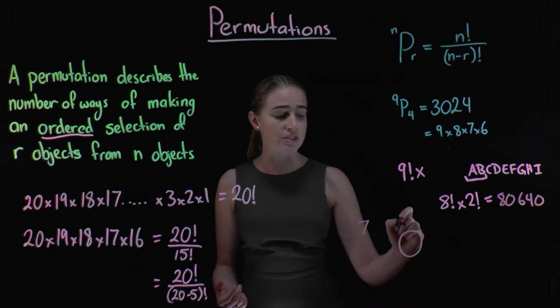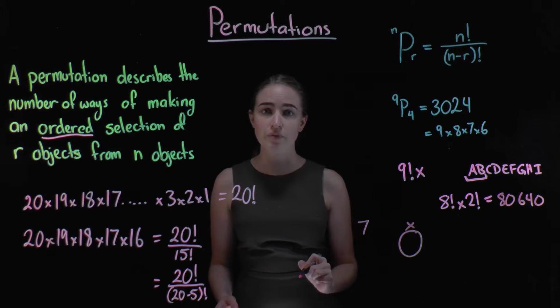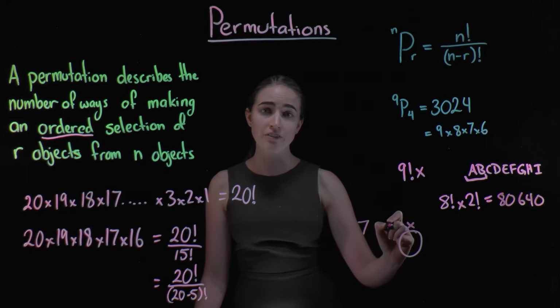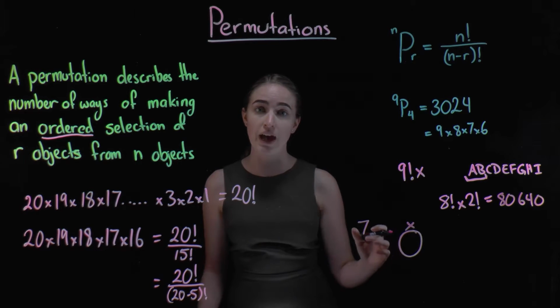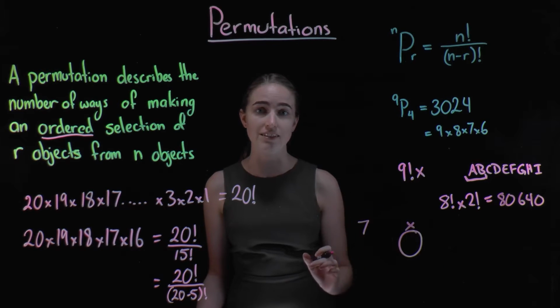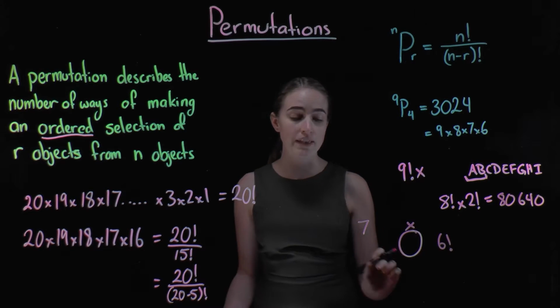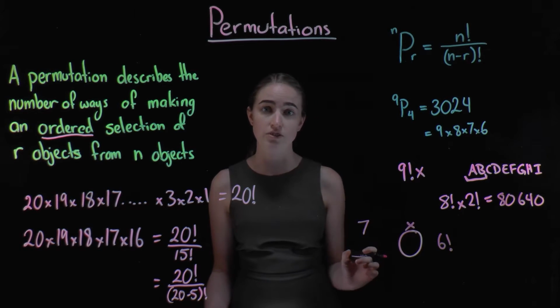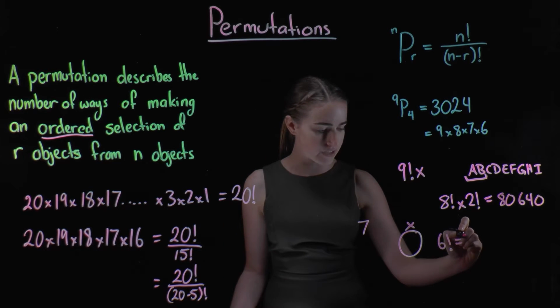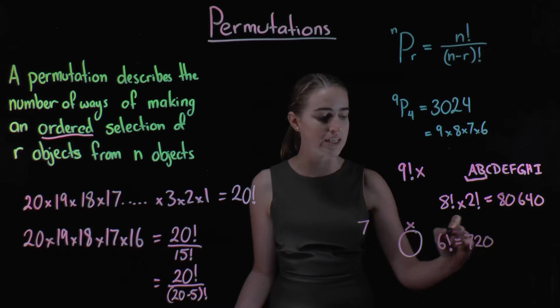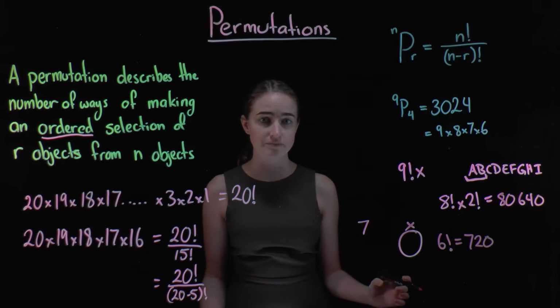So our first person, they can sit wherever they want at the table. But then for the arrangement that comes after that, there are 6 people left that we have to arrange in a line around that table. So because of that, there will be 6 factorial different ways those 7 people can sit around a circular table. And 6 factorial will give us 720 possible different combinations.